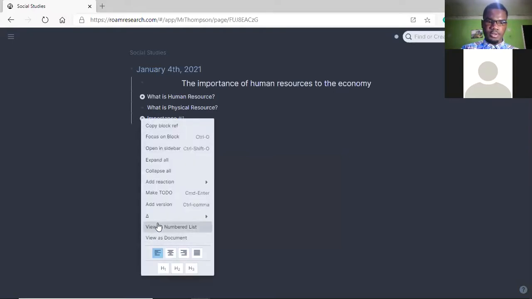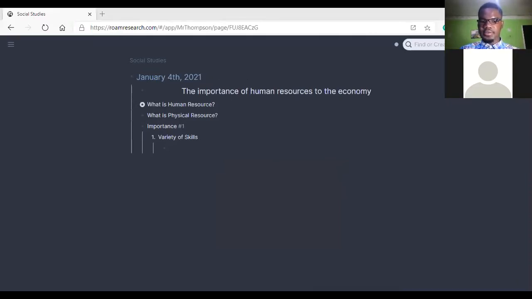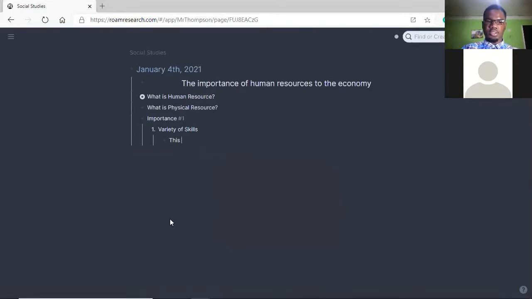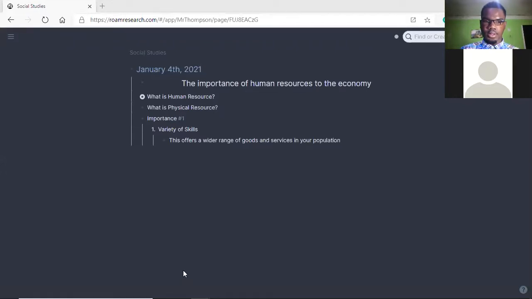Let's number this. There you go. So, variety of skills. We said that in essence, this offers a wider range of goods and services in your population. Right? So that's only one though.